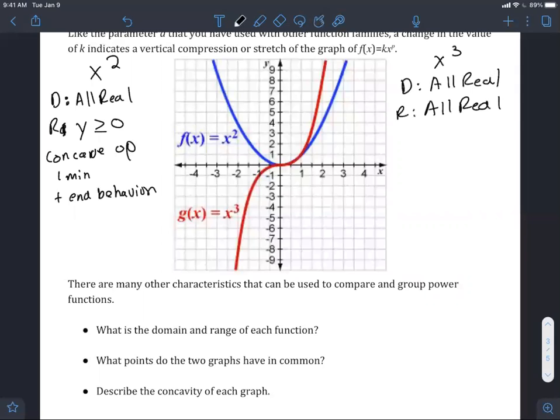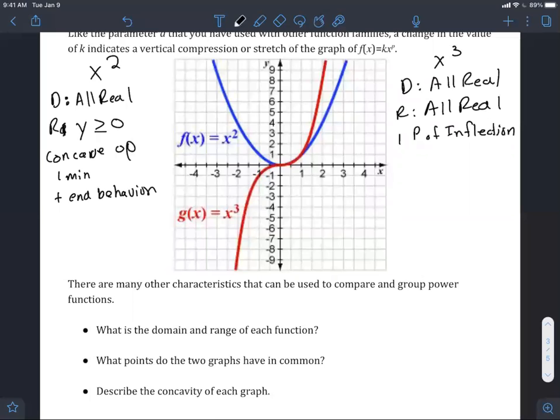All right. Domain and our range are both all real. We have a point of inflection, 1 point of inflection. We have, in this case, in the most basic version, no minimum or maximum. We have the potential of 2 relative extrema, depending on how complicated the x cubed graph gets.